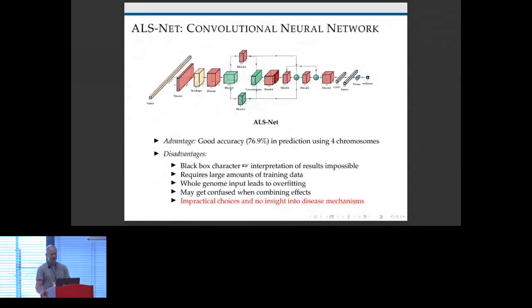So this is what it looked like. We had this huge black box, a deep CNN, and it achieved good accuracy on 4 chromosomes. It never worked on the whole genome, and it possibly got confused when combining effects. We were left with some impractical choices, for example pre-selecting chromosomes, and no further insight into disease mechanisms. So there were some things to be improved.